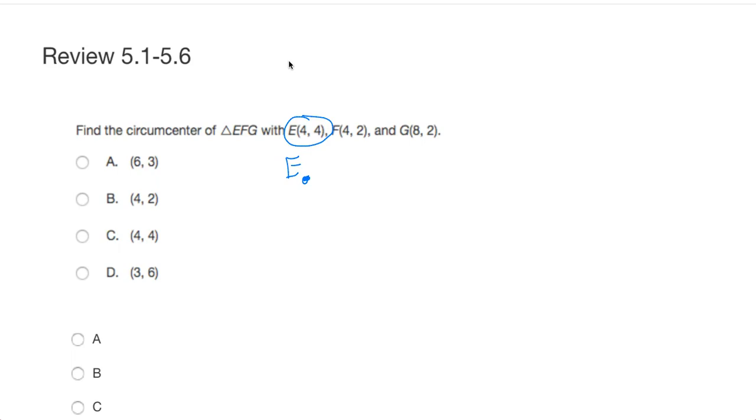F is going to be at the same X value, but it's going to be below at 2. And then G is going to be at the same Y value, but it's going to be over here at 8. So we can get an idea of what that right triangle again looks like. So we're just trying to find the midpoint between E and G.